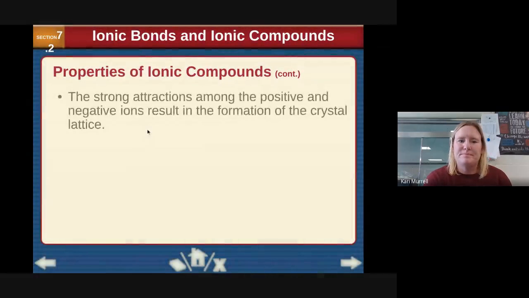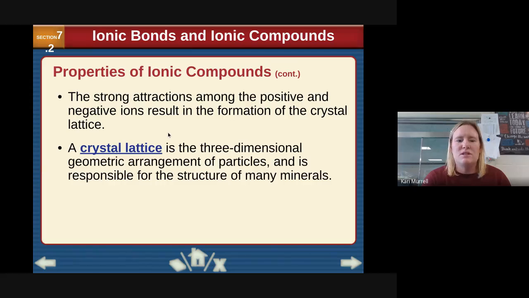The strong attractions among the positive and negative ions result in the formation of a crystal lattice. A crystal lattice is a 3-dimensional geometric arrangement of particles and is responsible for the structure of many minerals. If you shake out some salt and look at its shape, you'll see that it is a crystal shape.